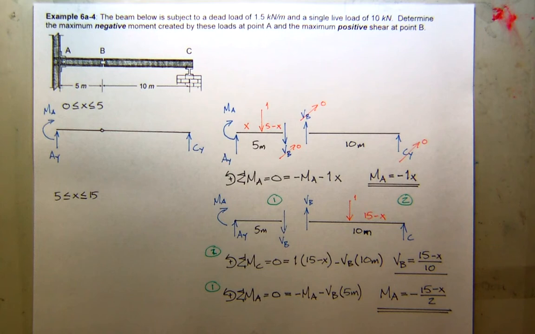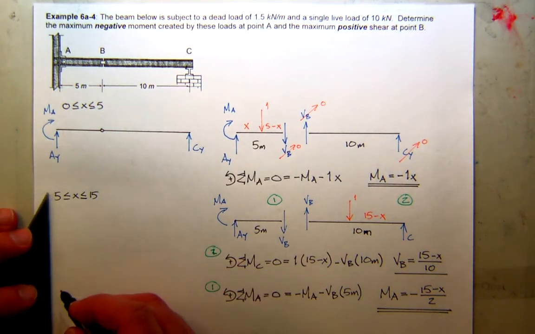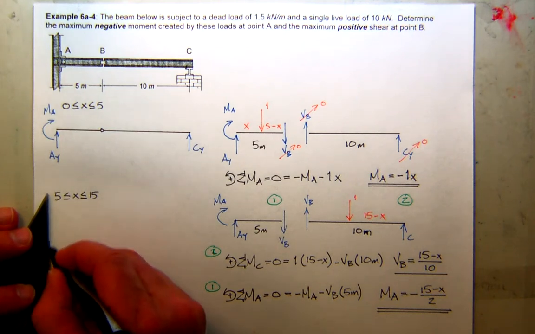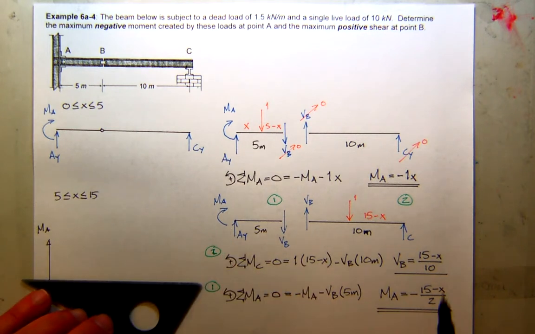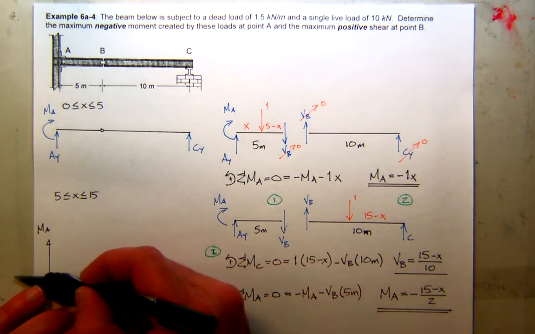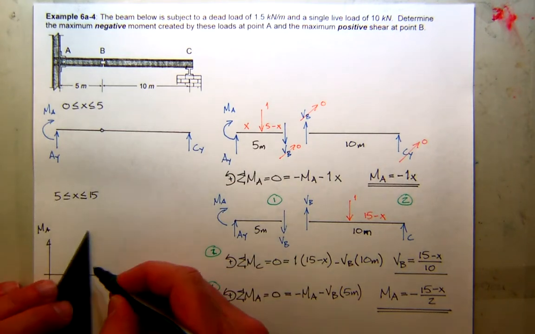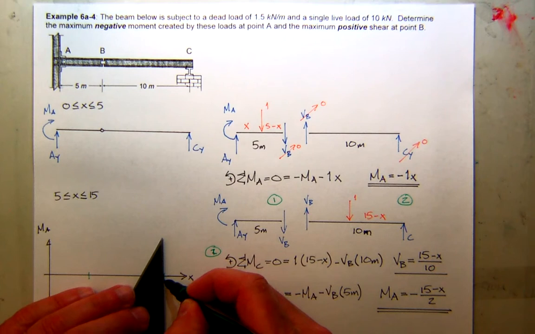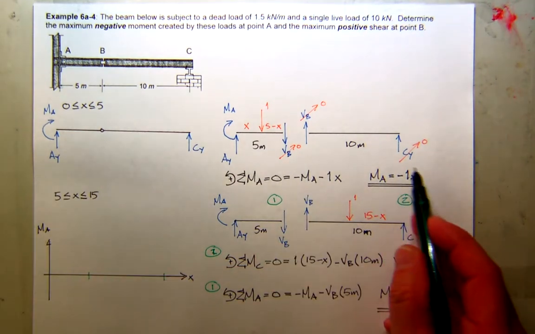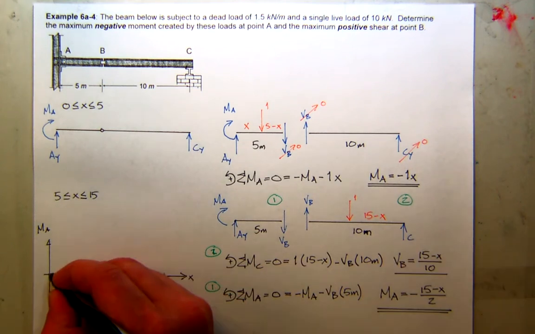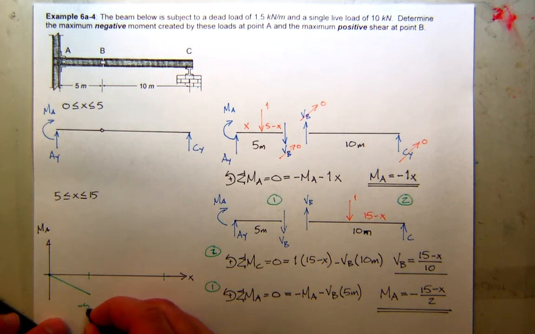Okay? Now I just need to plot it so you can visualize it. I'll do it over here. I think I can squeeze it in here. So this is the moment at A, as a function of x, and I want to do it at 5. There's 10 more. So from 0 to 5, I plot this. That starts off at 0, and at 5 it ends up being what? Minus 5. Right?